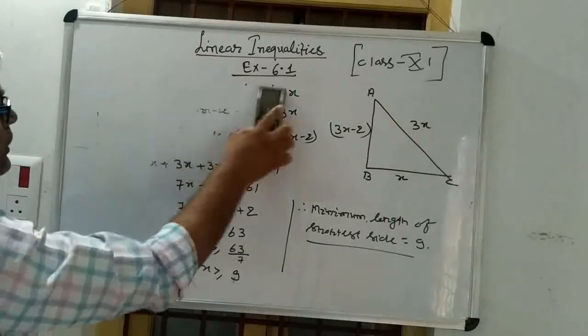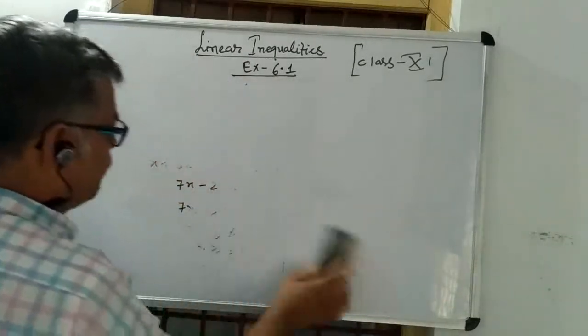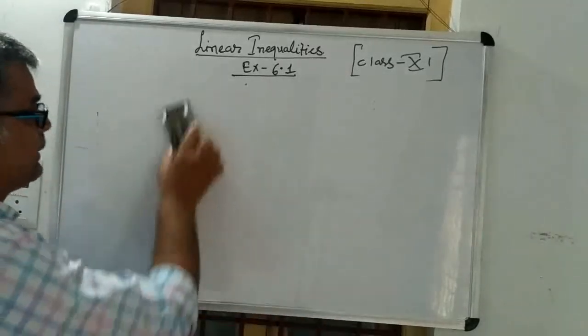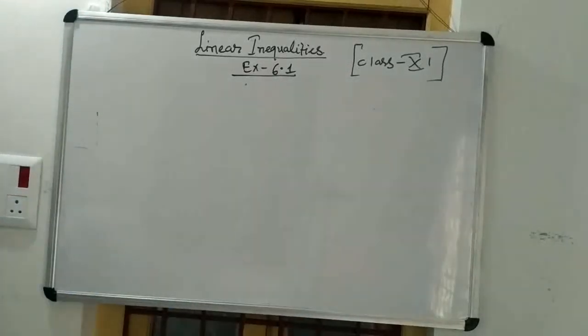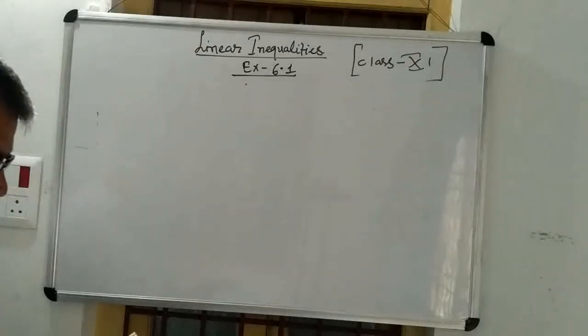Now come to the last question, that is question number 26 of exercise 6.1, and in this way this exercise will be finished. So the 26th question is: a man wants to cut 3 lengths from a single piece of board of length 91 centimeter. The second length is to be 3 centimeter longer than the shortest, and the third length is to be twice as long as the shortest.